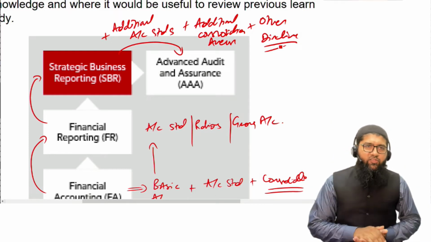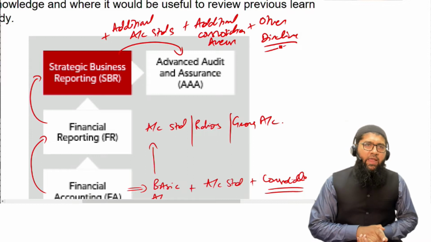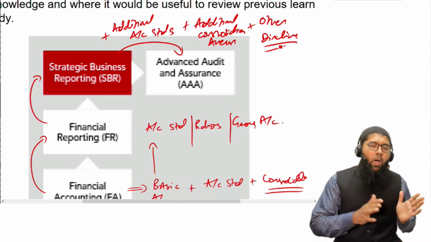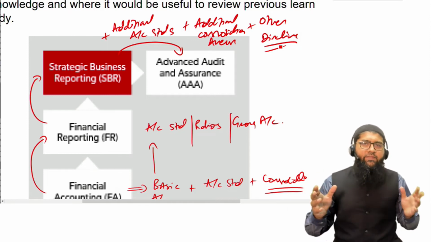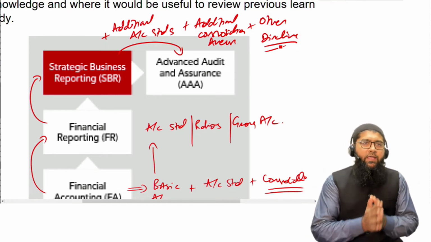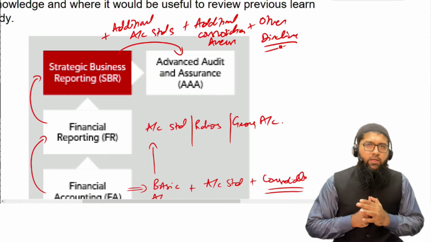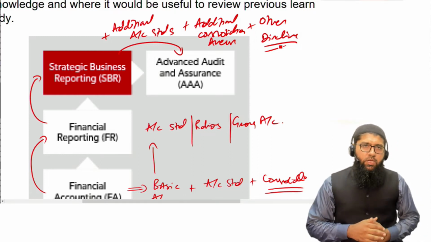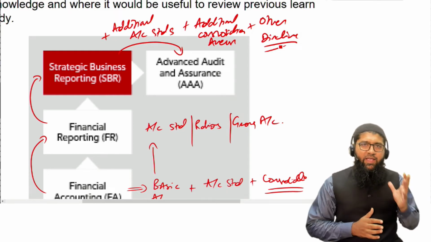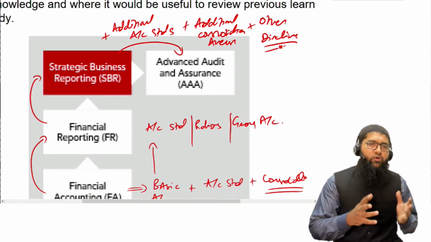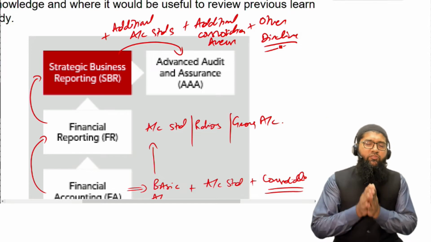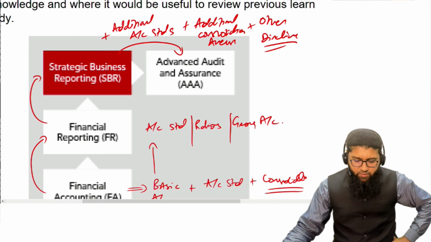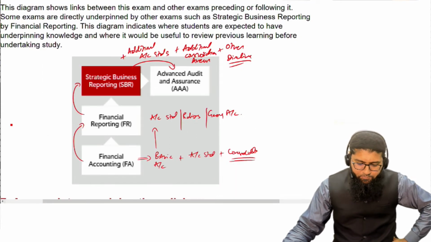And once you have done SBR, you would be eligible to go for the AAA. A lot of people think that AAA is an advanced version of F8, but I think it's not an advanced version of F8, it's an advanced version of SBR. You got to have good accounting standards knowledge to be able to do AAA. 50% of AAA is based on accounting standards knowledge. So you got to have good accounting standards knowledge if you are to do the AAA paper. But anyway, that's something we would actually be doing.